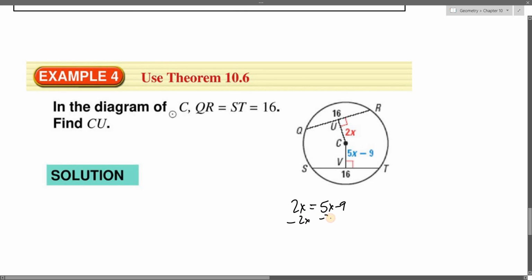Subtract 2x from both sides. There's a number for nothing. It's called 0. We get 3x minus 9. Let's go ahead and add 9 to both sides. That'll give me 9 equals 3x, and x will finally equal 3 for our final answer. So it says, find CU. Well, if we have x equals 3, how far is CU? You would say 6, hopefully, 2 times 3. And then, of course, if I check this, that's going to be 5 times 3 is 15 minus 9. You should also get 6. And so that's all there is to it.